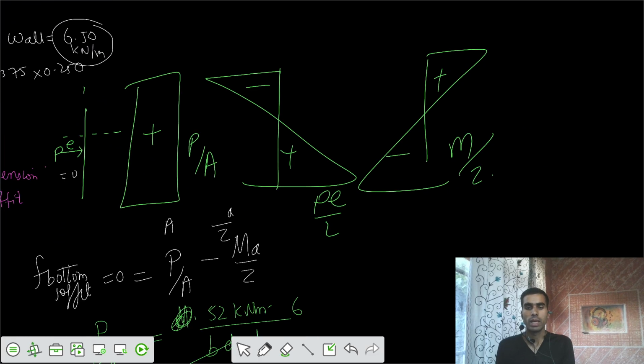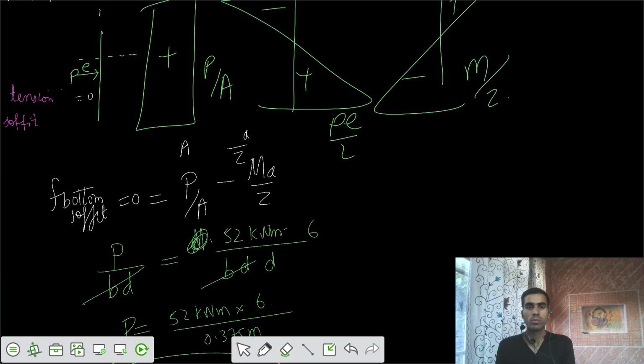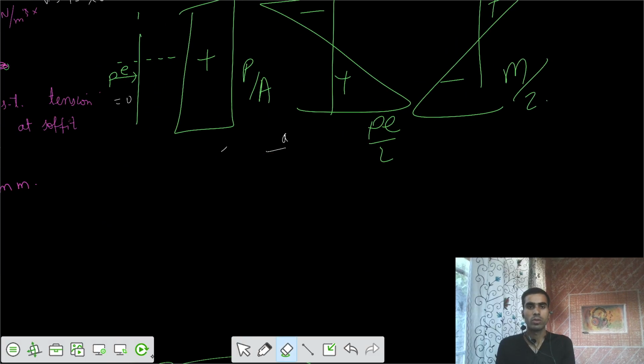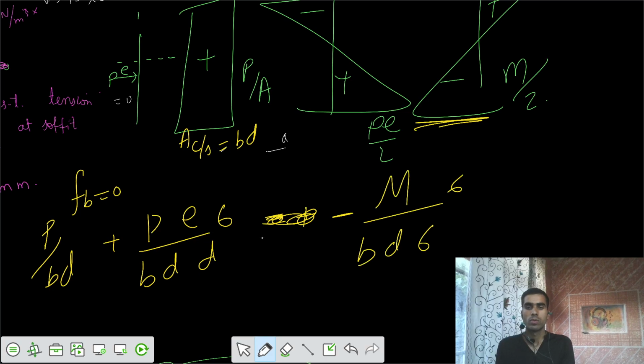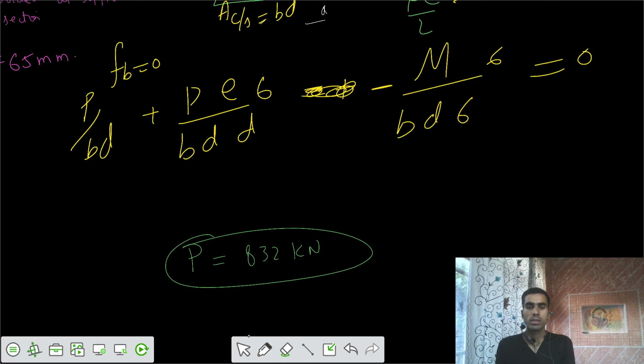Let's solve that. I want the stress at the bottom to be 0. So for the stress at the bottom to be 0, I would write P by BD, because the area of the cross section of concrete is BD. So P by BD positive plus PE by Z, where Z is BD square by 6, and that minus M by Z should be equal to 0. Then I would solve it.